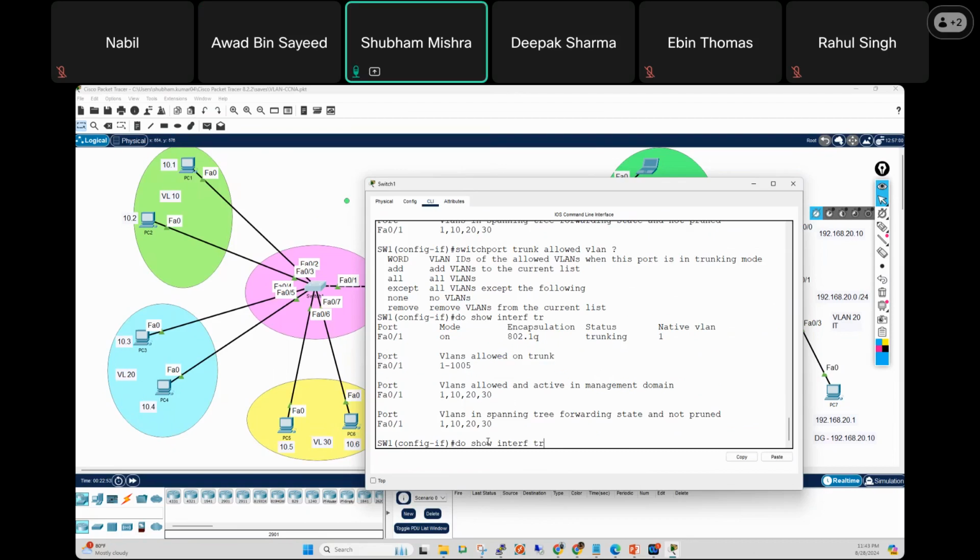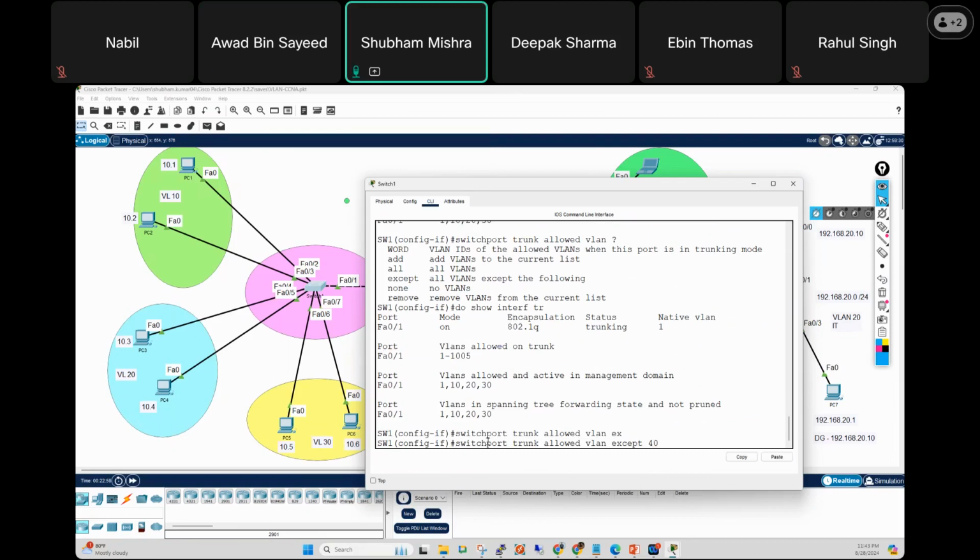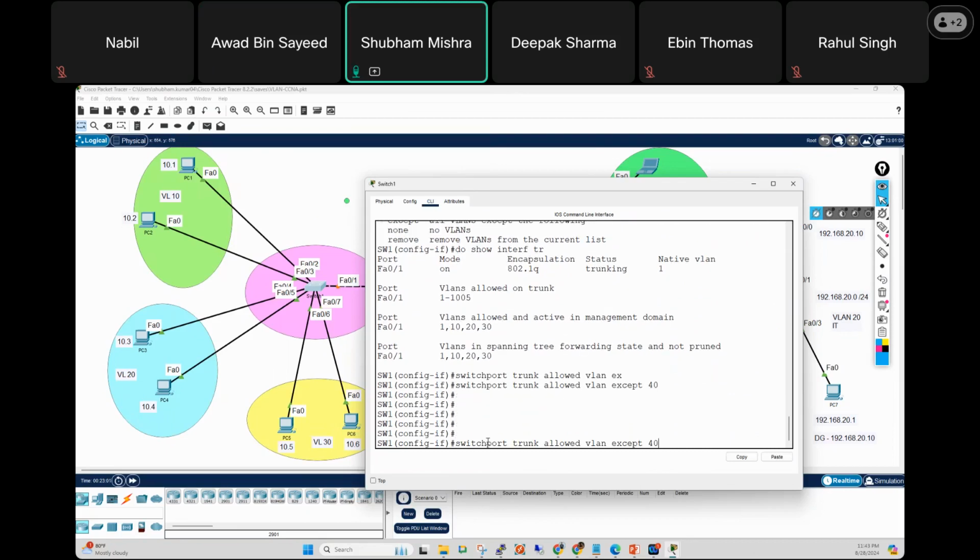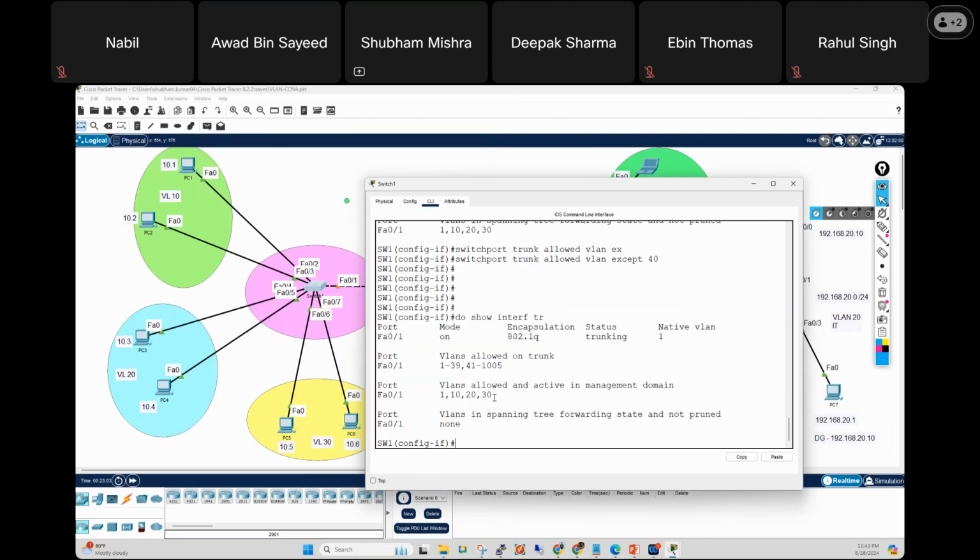So when I write switchport trunk allowed VLAN except 40, what will happen then? All the VLANs are allowed except 40. Understand? Even if you have more than one VLAN, you guys can write like this.